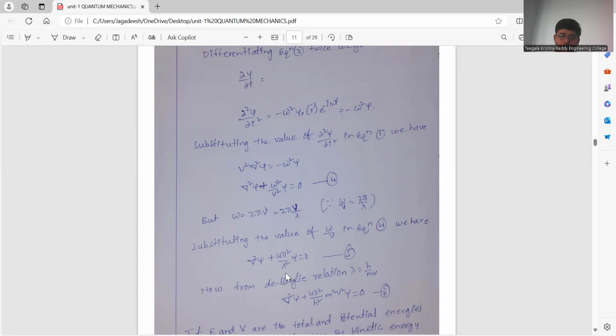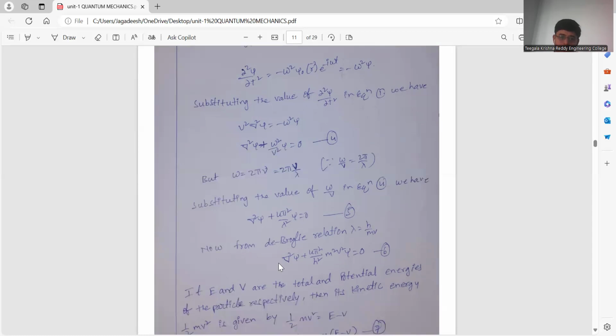But omega equals 2 pi nu, and v equals nu lambda, so omega by v equals 2 pi by lambda. Substituting the value of omega by v in equation 4, we have del square psi plus 4 pi square by lambda square psi equals 0. That is how we write this equation.